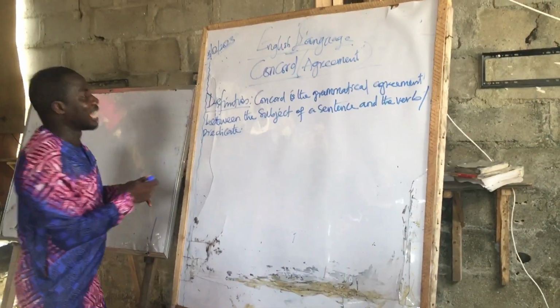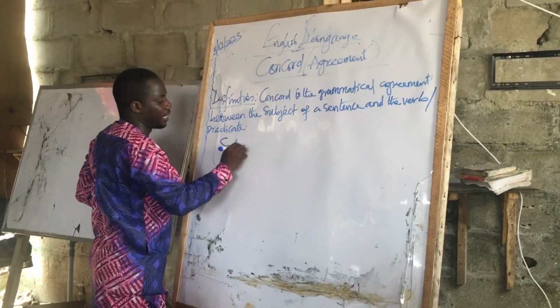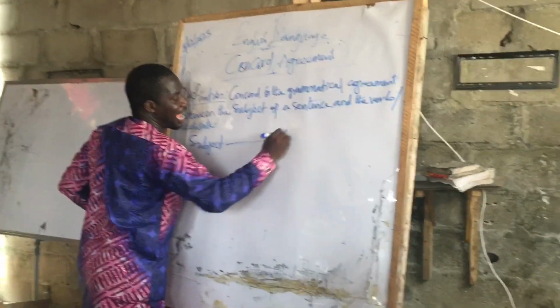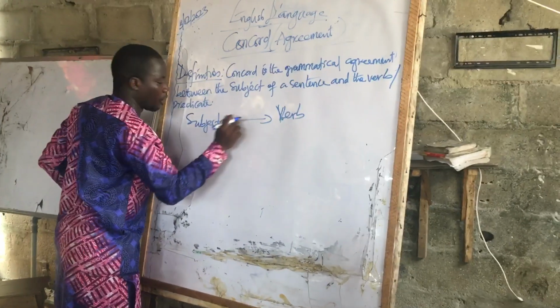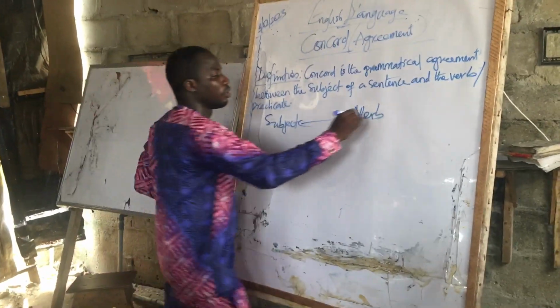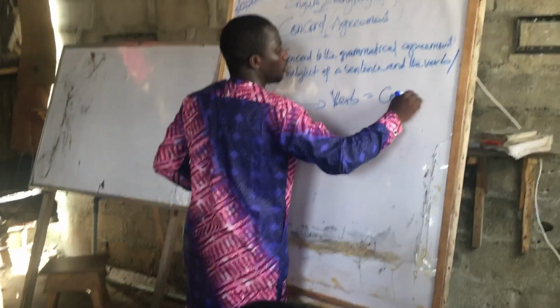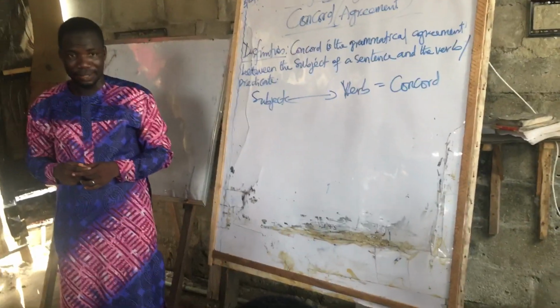So if we are looking at our agreement now, this will be our subject and this will be our verb. So the agreement between the subject of the sentence and the verb element is what we call Concord. I hope that's clear. Right?